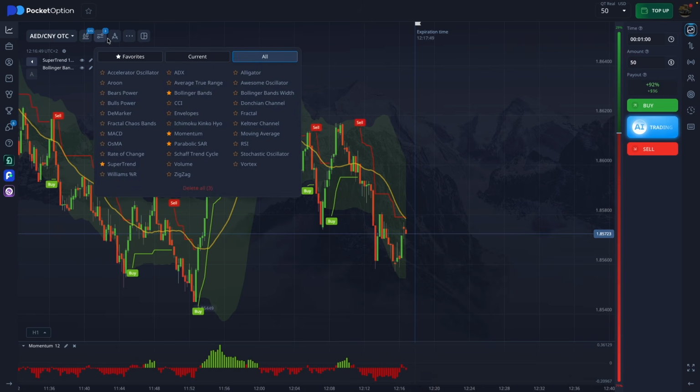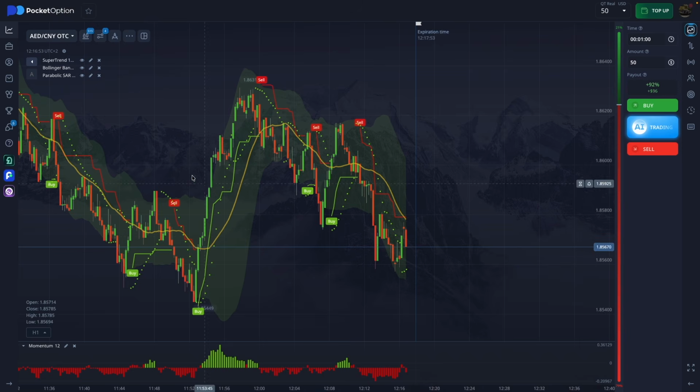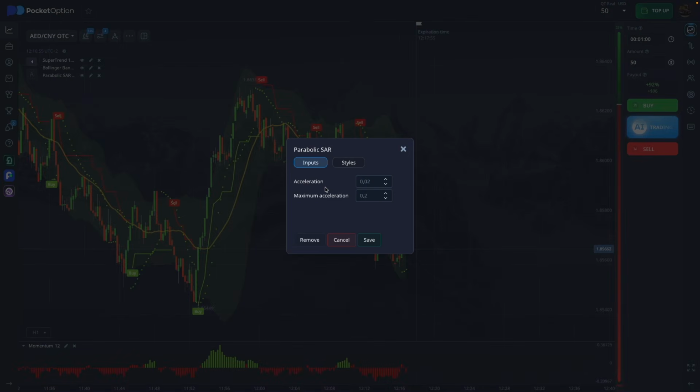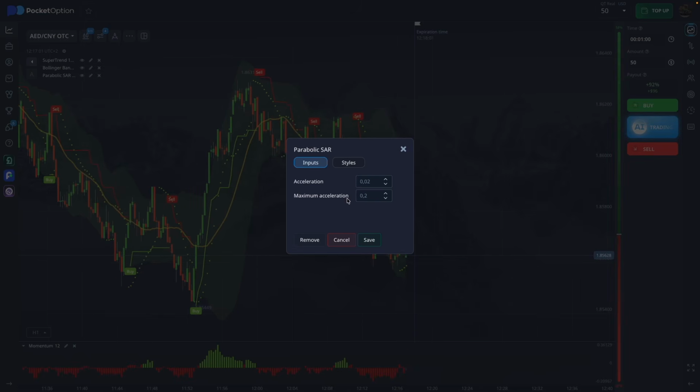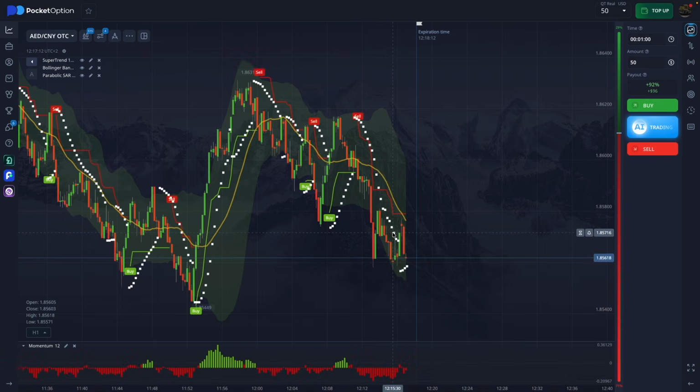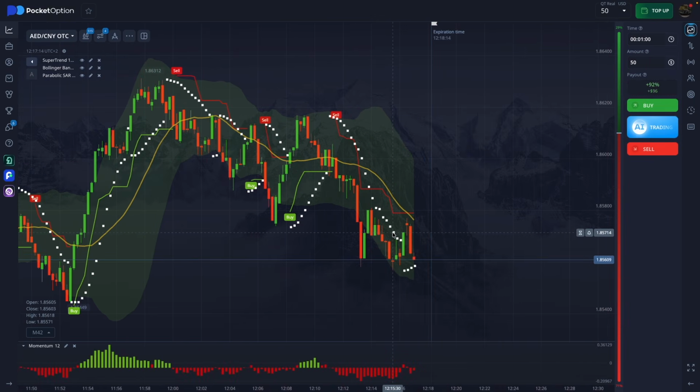And the last indicator that I will use in my work today is called SAR. I add it to the chart and go to the settings of this indicator. Here, I leave the first parameter at 0.02 and the second parameter at 0.2. Then I move on to styles and change the color of this indicator to white, making it a bit thicker just to work with it more comfortably. Basically, I've set up the entire workspace according to the indicators.